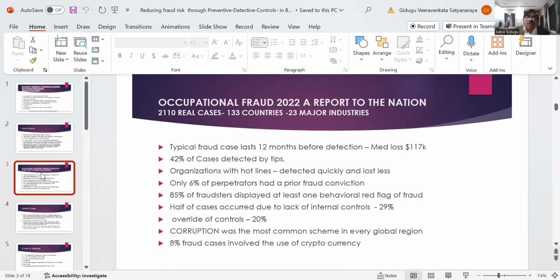Corruption was the most common scheme in every global region. Every region, Western countries also. Everybody. Lakshmi Devi, money makes everything. In the UK, you know, one Indian gold.